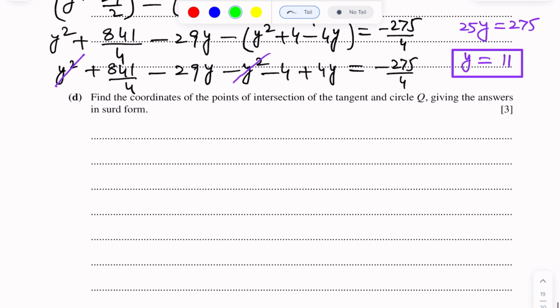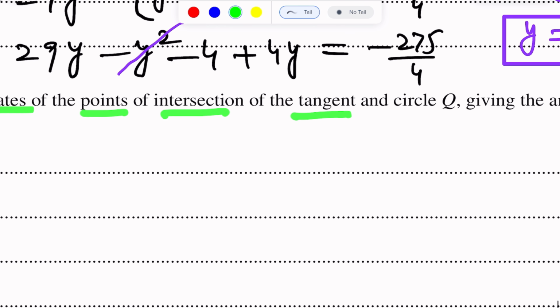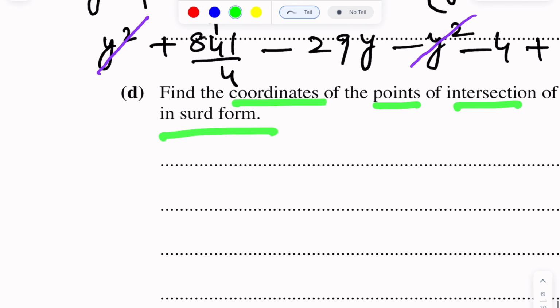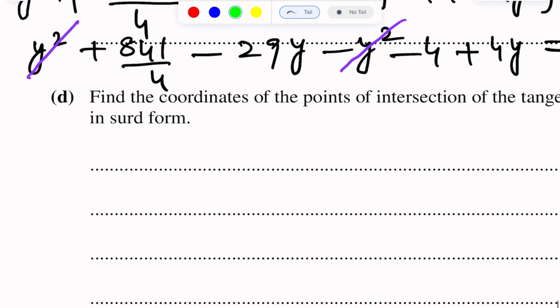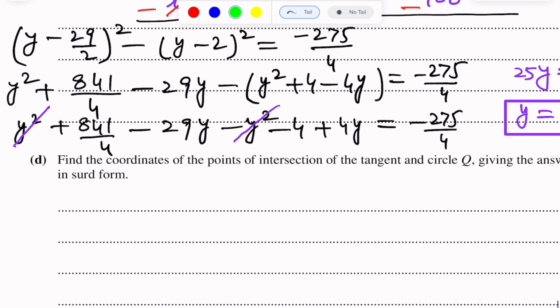So the last part of this question is part D. Find the coordinates of the points of intersection of the tangent and the circle Q, giving the answers in surd form. Surd form means not in decimal places or significant figures. We have to give the answer in under root form.